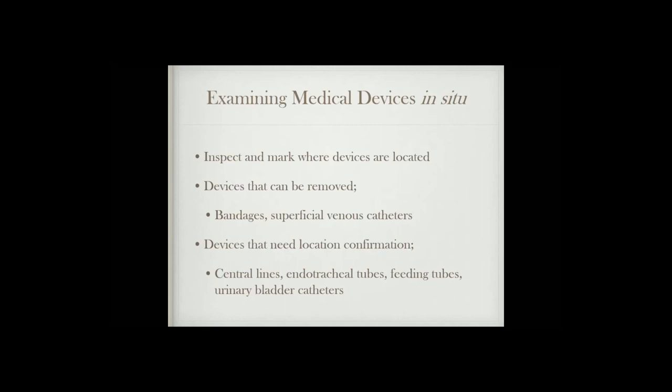There are some devices that we can easily remove without concern. These include bandages or any sort of superficial venous catheters. However, there are certain devices that we want to leave intact. These include central lines, endotracheal tubes, feeding tubes, and urinary bladder catheters. Now, the primary reason for this is that we want to verify their location, because misplaced medical devices such as these could have long-lasting complications on the patient and potentially lead to death.